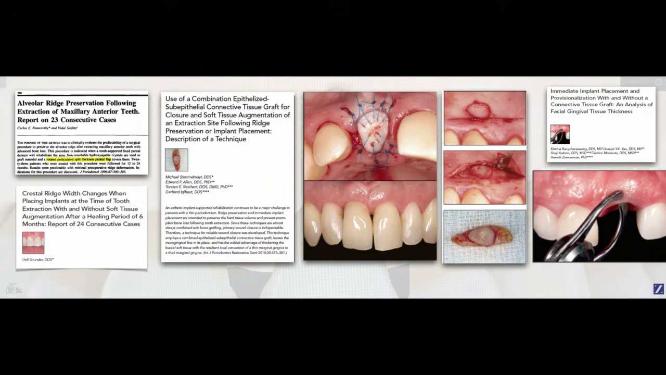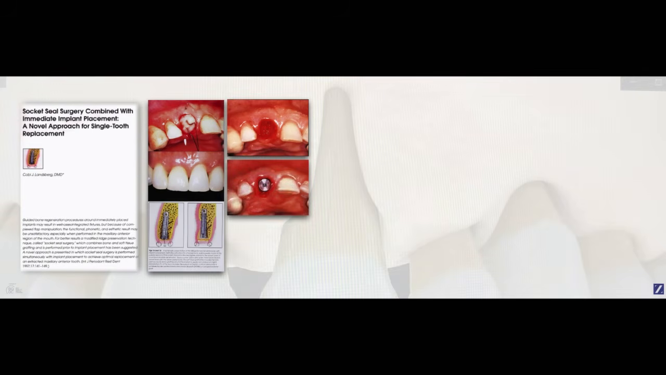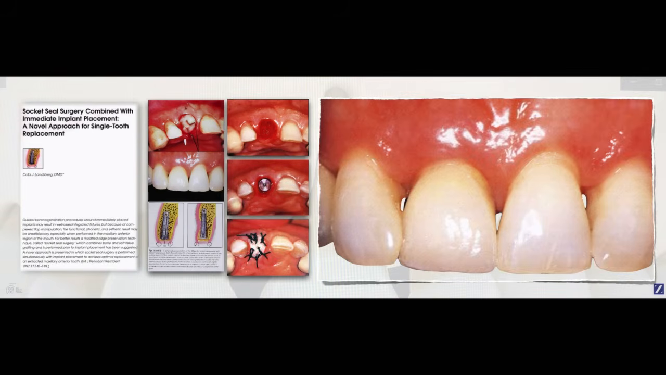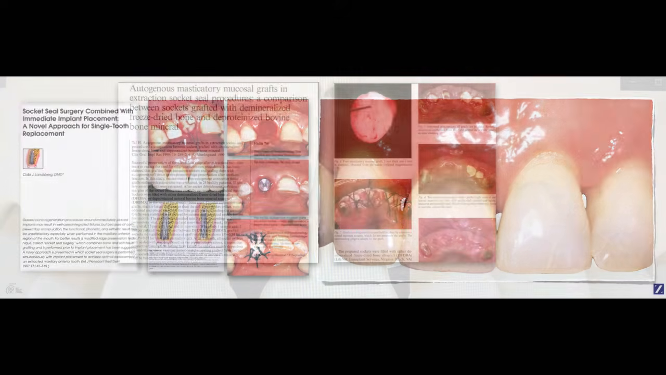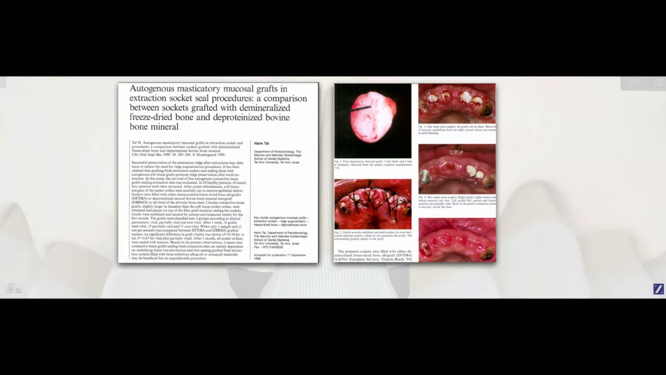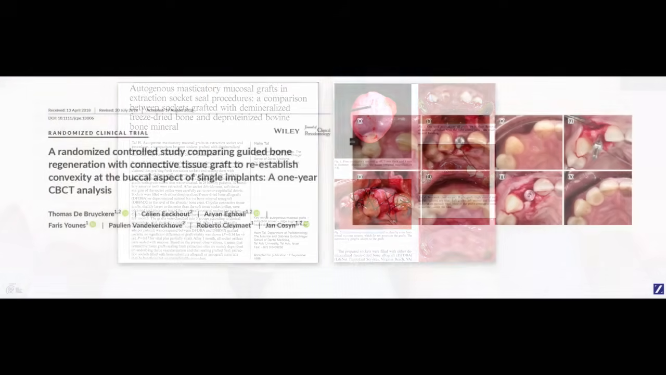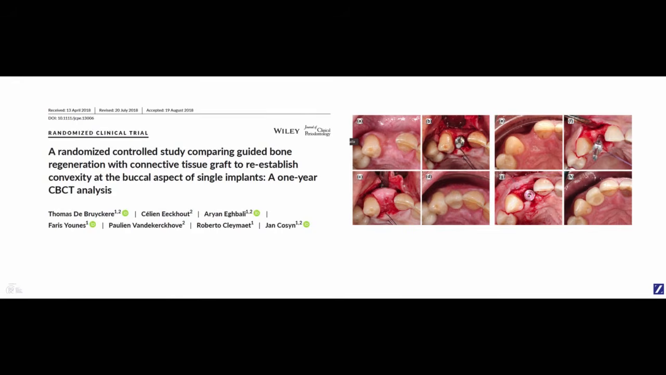From then on, a lot of proposals from Stimmelmeyer and Allen, from Rangcharusen, from Koby-Landsberg, who described first the socket seal procedure, which works really well when we have a very large alveolar process, very wide alveolar process. And some others, like Tal, have combined different approaches with connective tissue, or the group by Cousin, who have tried to compare how to reconstruct the volume on the buccal aspect either with bone regeneration or with connective tissue.